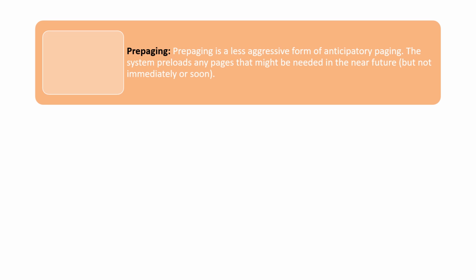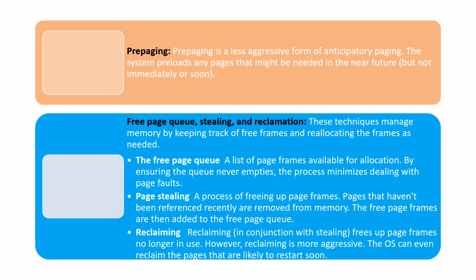And the next technique is pre-paging. This is a less aggressive form of anticipatory paging. The system preloads any pages that might be needed in the near future but not immediately. And the next technique is free page queue, stealing and reclamation. These techniques manage the memory by keeping track of free frames and reallocating the frames as needed. So these are three techniques: free page queue, page stealing, and reclamation.